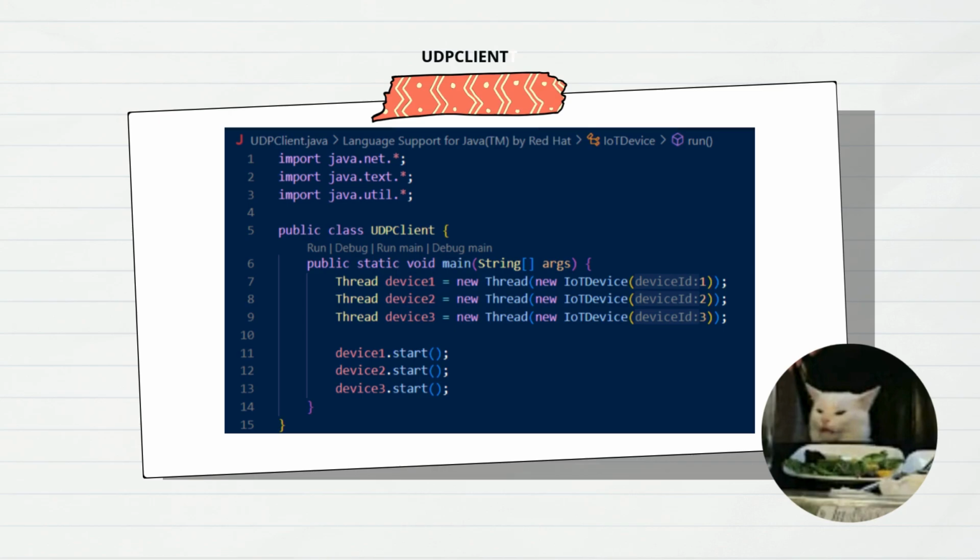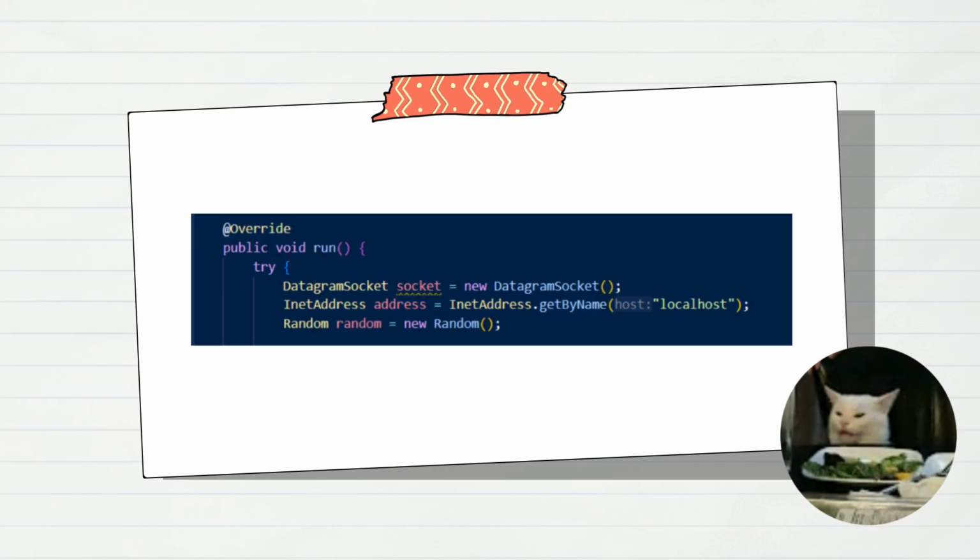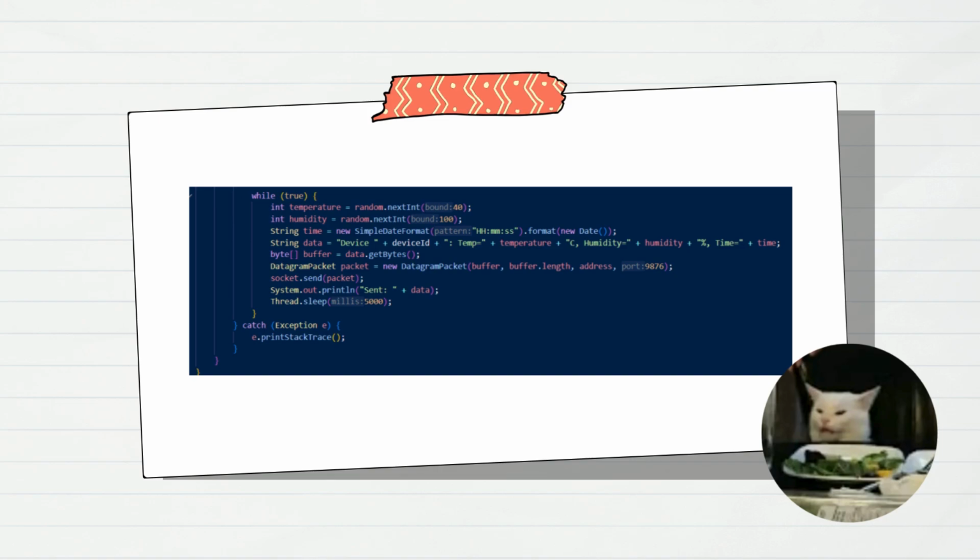The UDP client class starts three threads, each representing an IoT device. The IoT device class simulates an IoT device that sends random temperature and humidity data to a UDP server. Each IoT device creates a datagram socket to send data and gets the address of the server, which is the localhost. The run method generates random temperature and humidity values, formats the current time, and sends this data to the UDP server every 5 seconds.